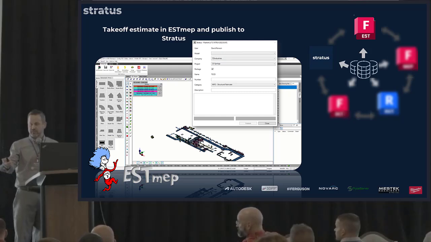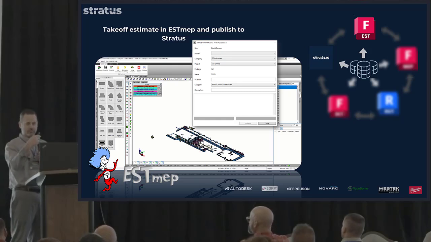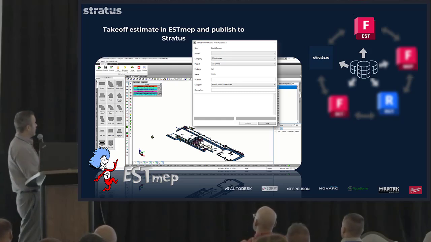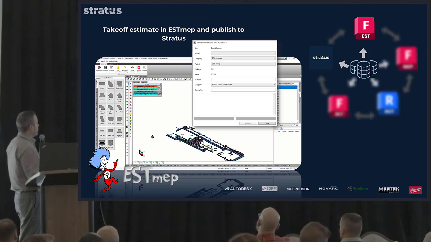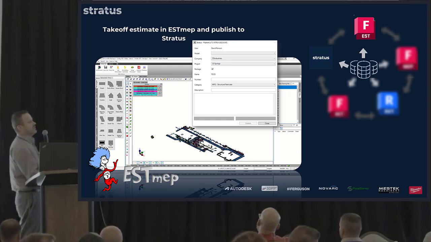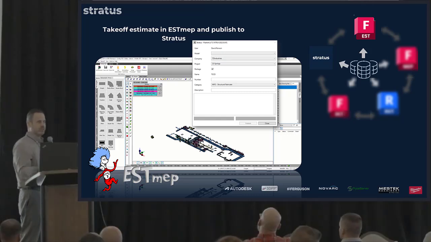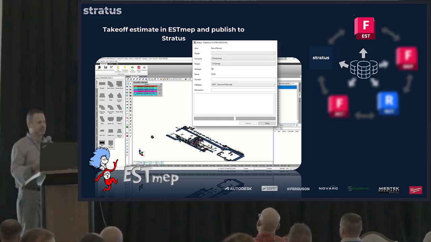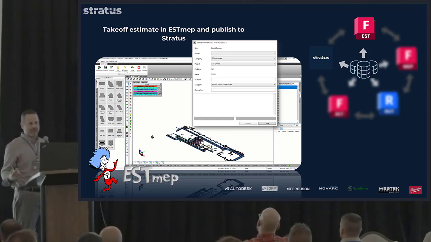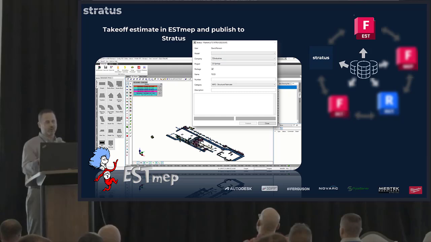What's that? 24 and newer? Okay. 24 and newer, EST, if that's true or not? I don't know. But if you have a model in EST, you can push it to Stratus. Now, what are the possibilities there, right? When you win a job, you can go to your pre-con division, get that ESTmep model, push it up to Stratus. What do you do with it? I don't know, right? I have things that I do with it. I have ideas of where we're going with it.